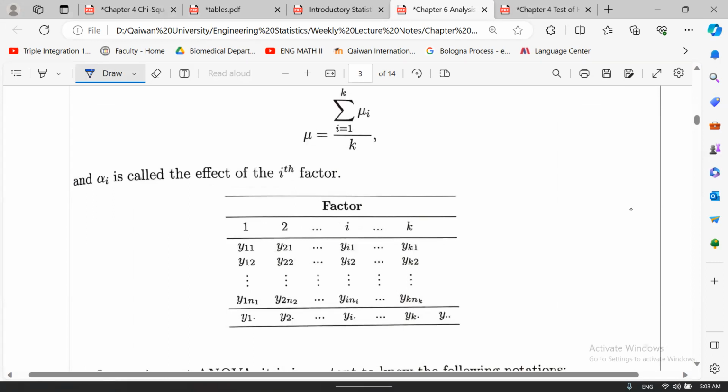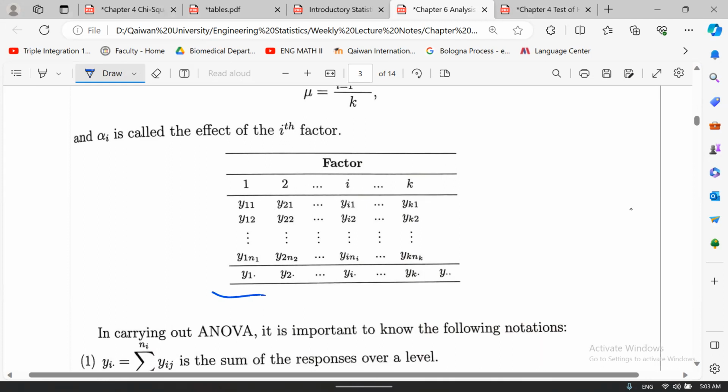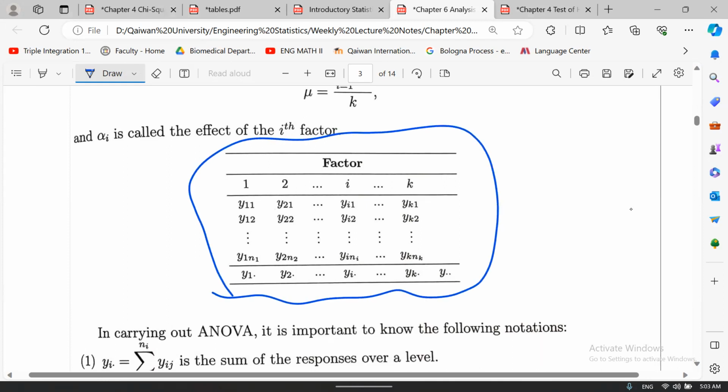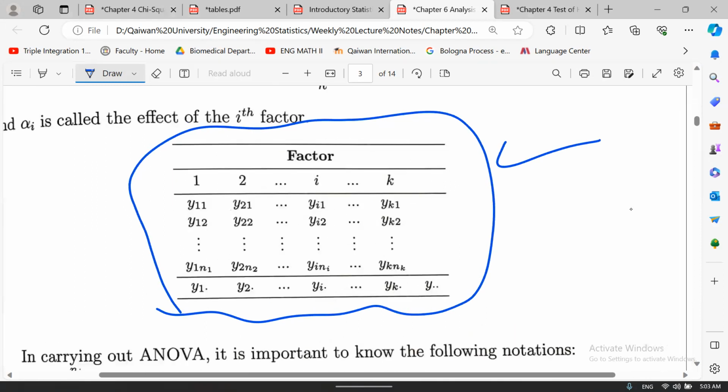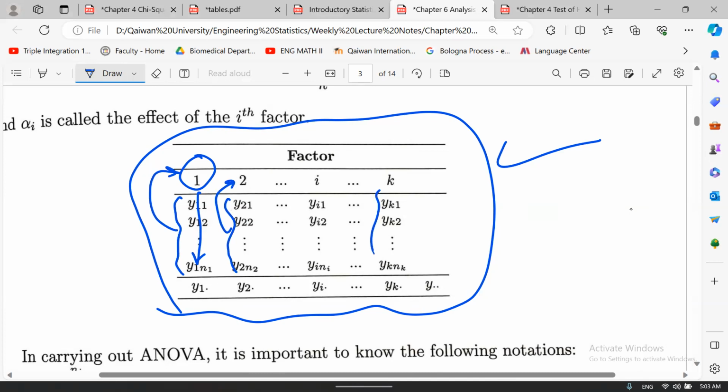In this chapter, the example which is given is in this form. The data which are given are in this form. We have some columns. Each column is called a level. Each column represents the data for a specific group. Let's say for the first column, we have these data. These are all for the first group. These are for the second group, up to group K.